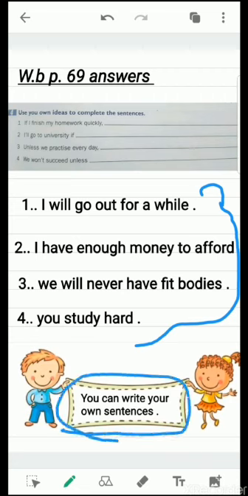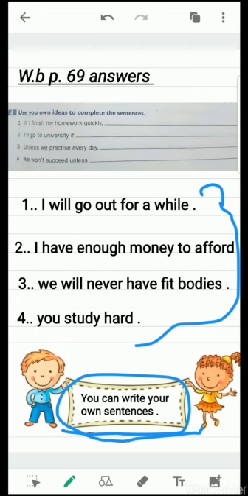Number 1, if I finish my homework quickly, I will go out for a while. إذا أنهيت واجبي بشكل سريع قد أذهب وأخرج في نزهة لبعض الوقت. 2. I'll go to university if سأذهب إلى الجامعة if I have. So after if we can write I have enough money to afford. سأذهب إلى الجامعة لو توفر معي المال الكافي للدراسة.